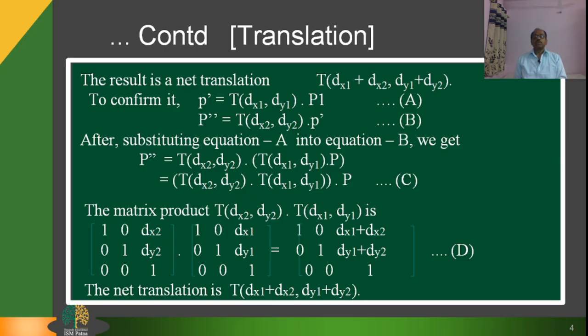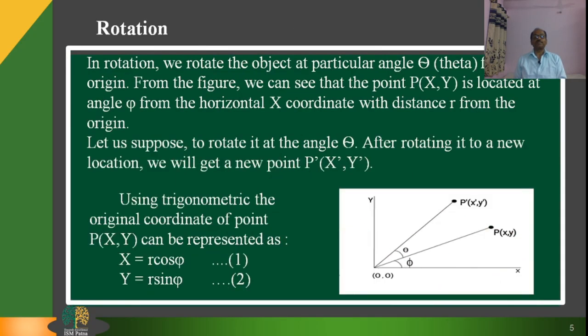Now we move to the rotation. In rotation, we rotate the object by a particular angle theta about the origin. From the figure, you are seeing that the point P x, y is located at angle phi from the horizontal x axis, at distance r from the origin. Let us suppose we rotate it by the angle theta.